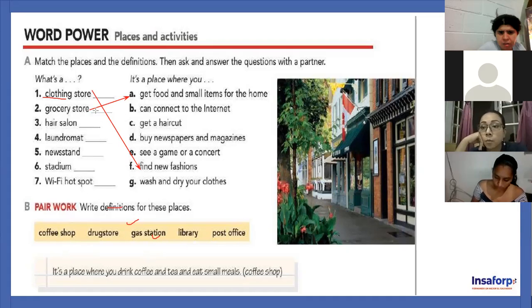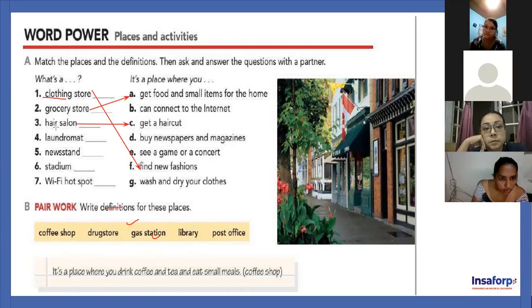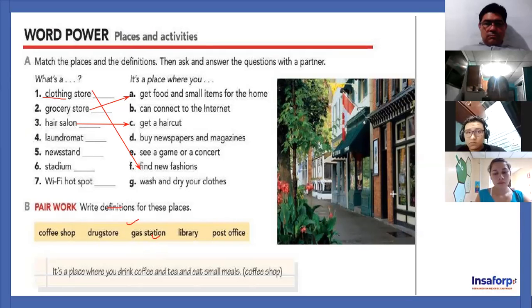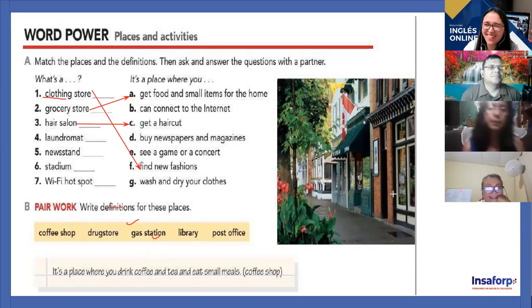Okay, what can we do in the hair salon? Patricia, can you help me? Hair salon, get a haircut, let's see. Letter C, get a haircut, right? Did you go to the hair salon, Patricia? ¿Usted va al hair salon? Do you go? Yes. Yes, right. Okay, that's good, right? We have to be pretty all the time.